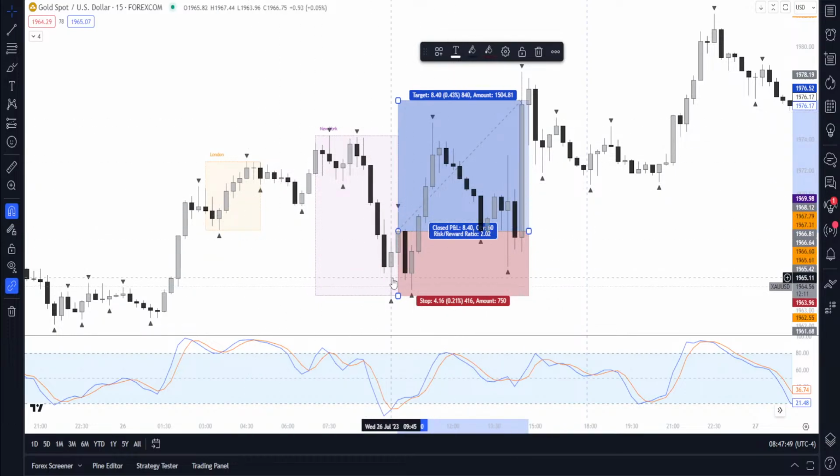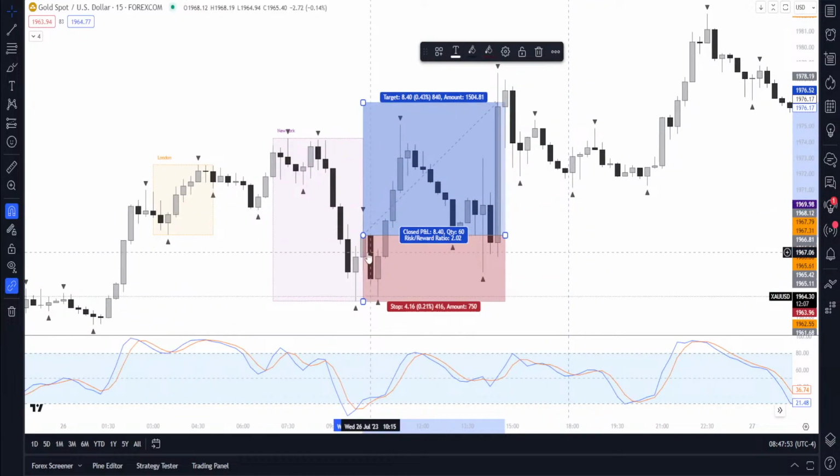So we look for the setup, and then once we've done the setup, we just look to see if the stochastics are in momentum with us. Obviously if we have an up signal, then we want the stochastics to be blue over the orange, and it was on this candle right here. So we take the signal.